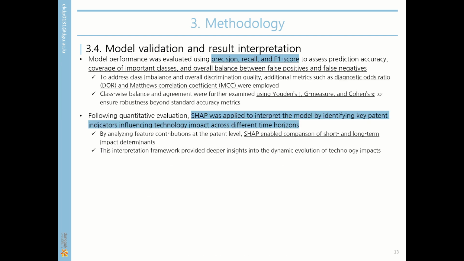In this step, the study evaluates the performance of the proposed model using several metrics to address class imbalance and ensure robust evaluation. After evaluating the model performance, SHAP analysis was applied to interpret the results. This allows the identification of the key patent indicators that influence technology impact across different time horizons and provides insight into how technology impacts evolve over time.